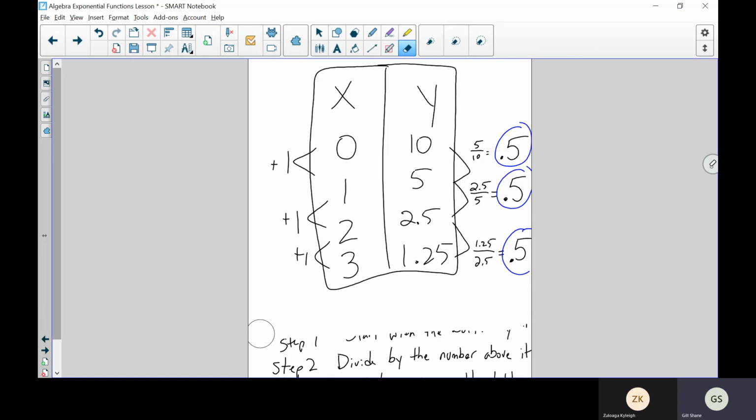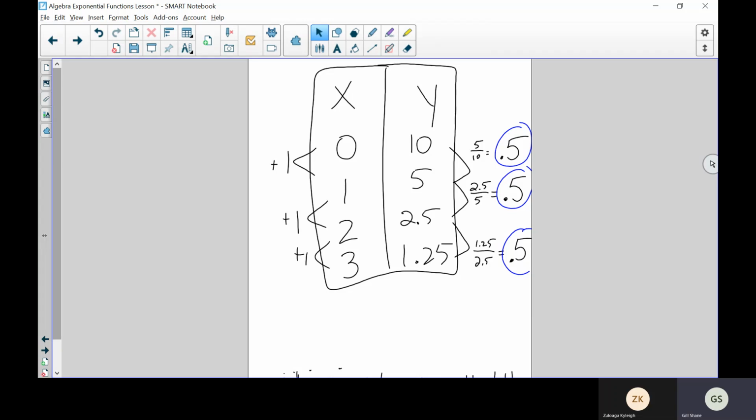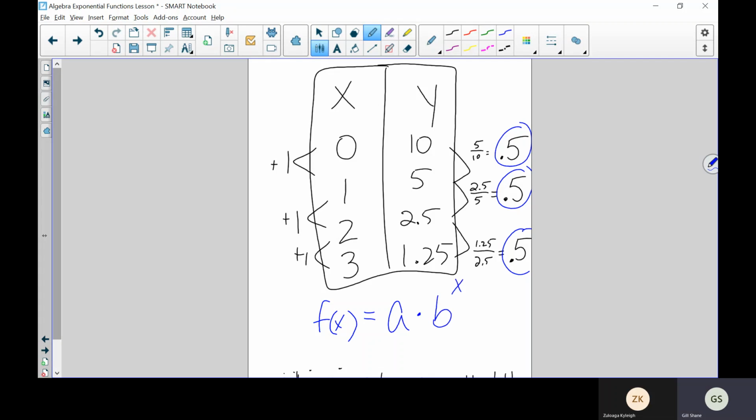So again, my formula is what for an exponential? How do I tell if this is linear or exponential? Is it based on addition or is it based on multiplication? This is based on multiplication, so I know it's exponential. So what's the formula for an exponential function? It's a times b to the x. That's the exponential formula. So I just need to find out what's my a and my b.